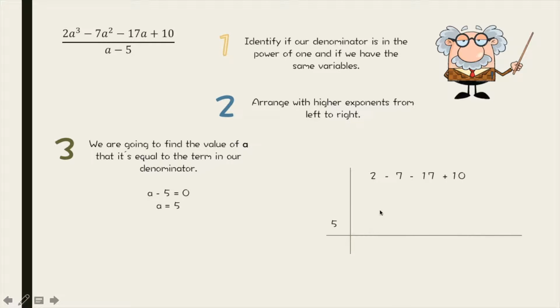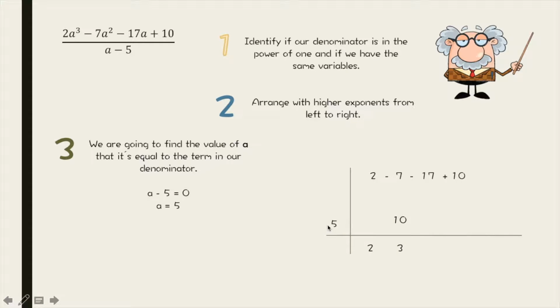Here we're going to put a 0, so we're going to put down the 2. Then here is where everything starts. We're going to start multiplying 5 times 2, that is 10, and we are going to do an addition or a subtraction depending on the sign. For example, here is minus 7 plus 10 is equal to 3.